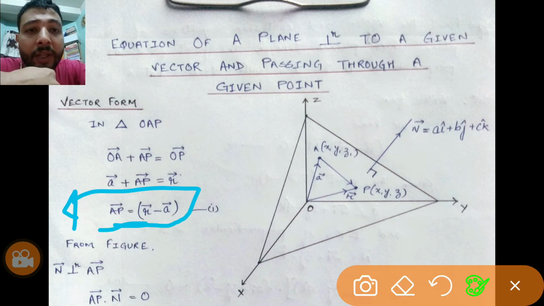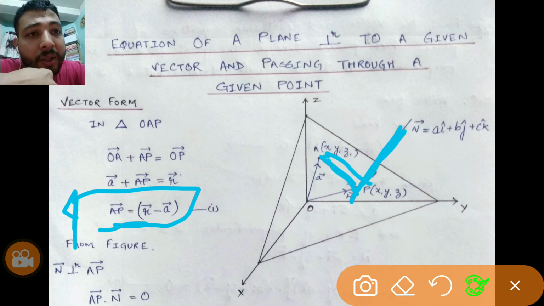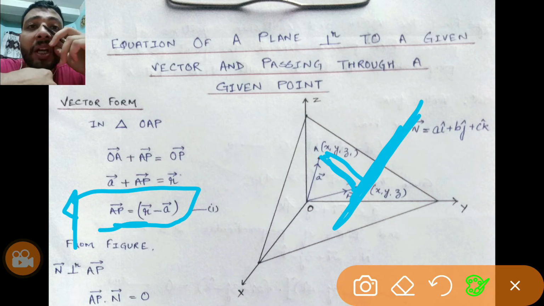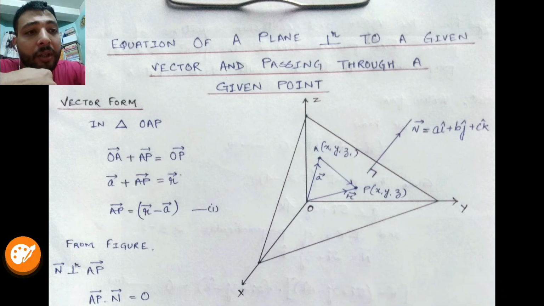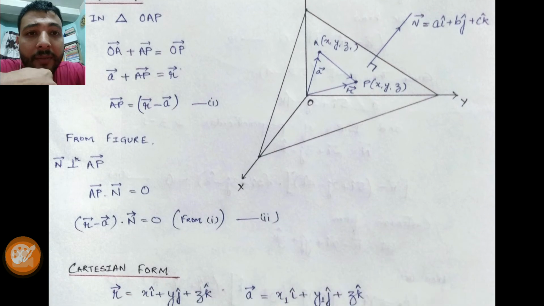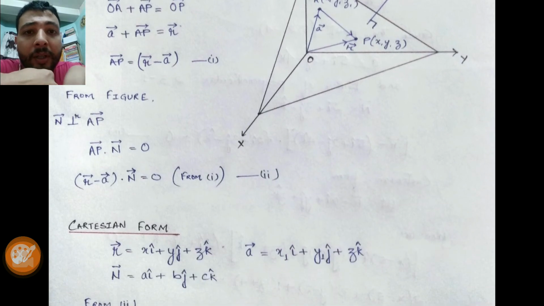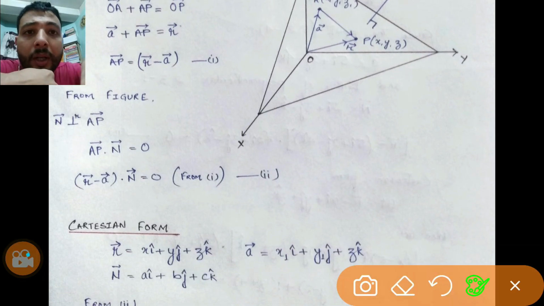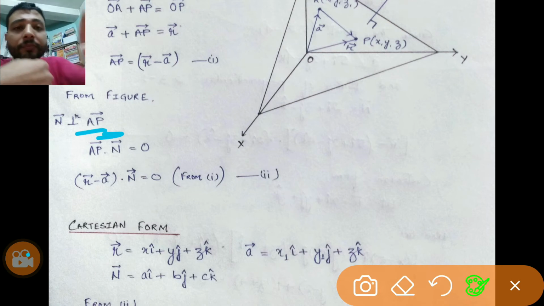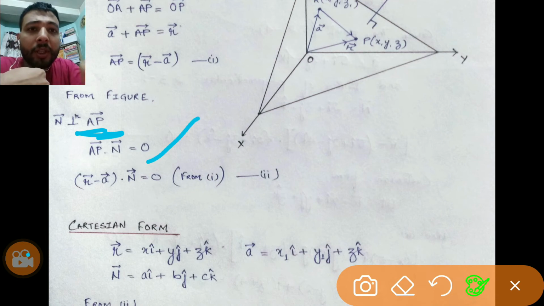Now I know that AP is lying on the plane, and this line is perpendicular to AP. So their dot product should be 0. So I have written it here. From the figure, N is perpendicular to AP, yes. So their dot product should be 0. So I have substituted AP as R minus A into N vector.